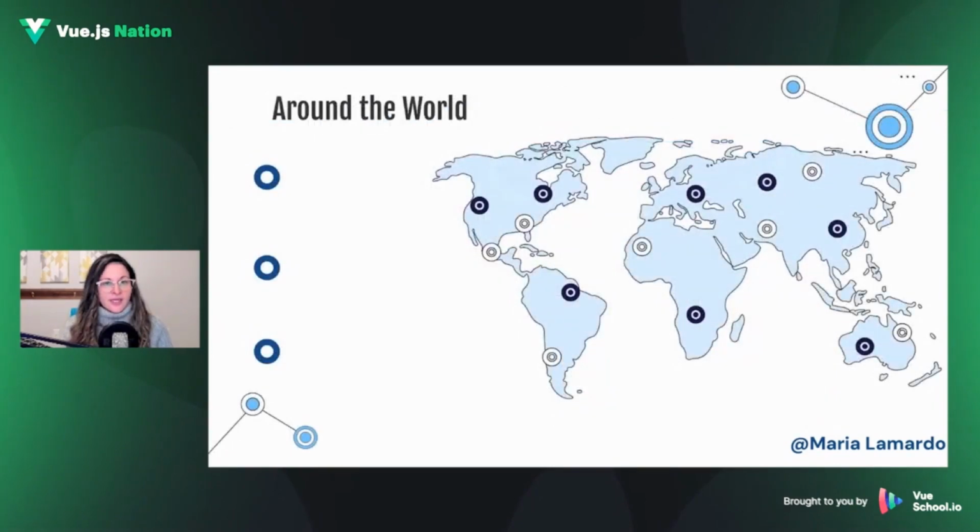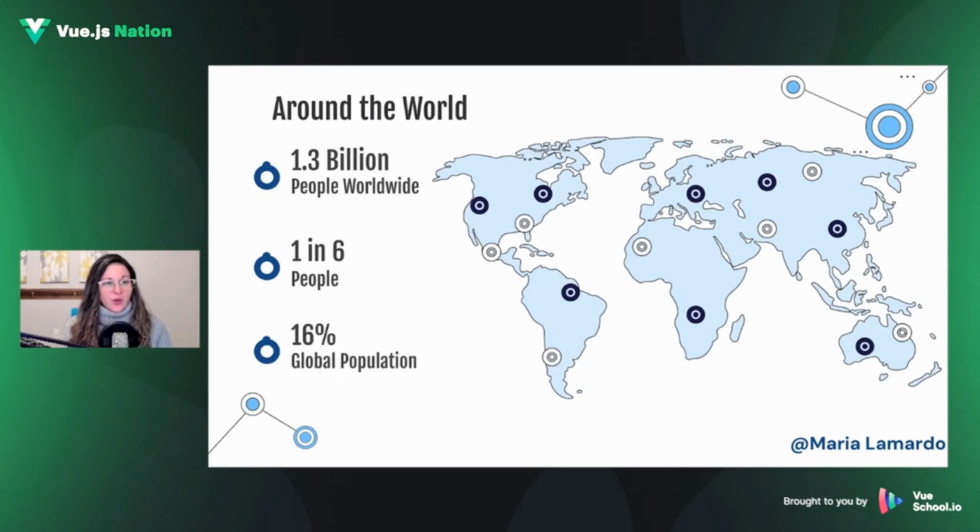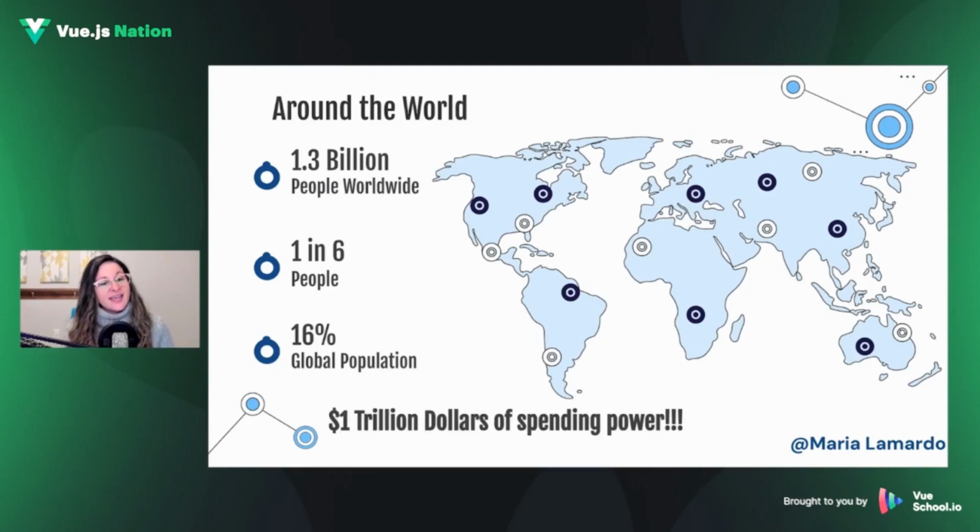So let's talk about disabilities around the world. There are about 1.3 billion people worldwide who have identified a disability. That makes it 1 in every 6 people around the world, which is about 16% of the global population. And they actually have a spending power of $1 trillion. So when we're not building accessible products, we're losing out on a huge audience.